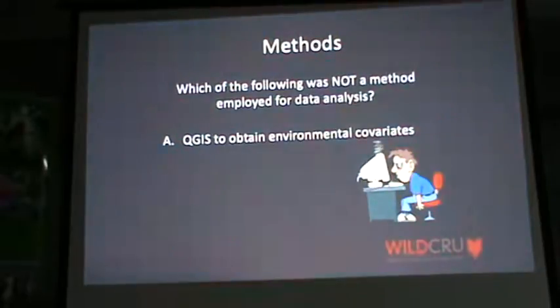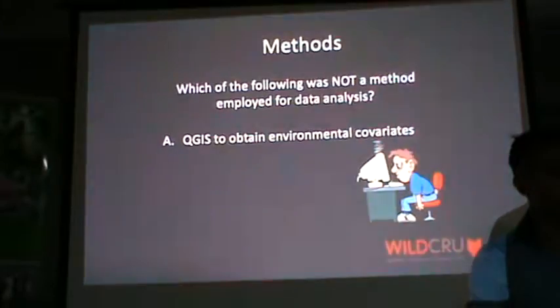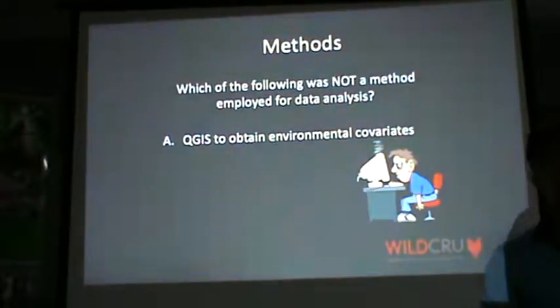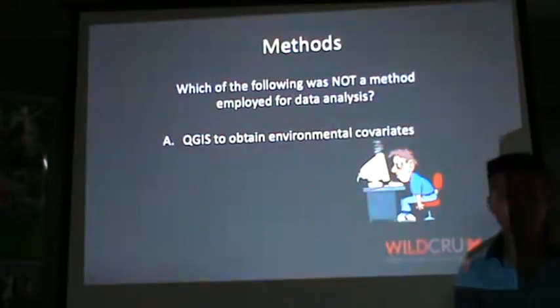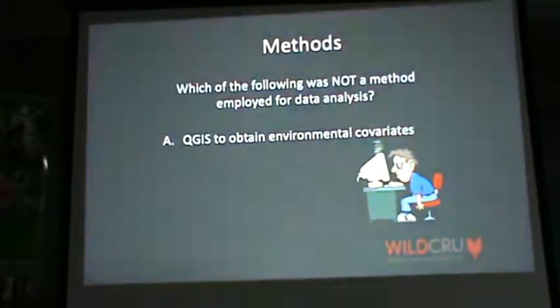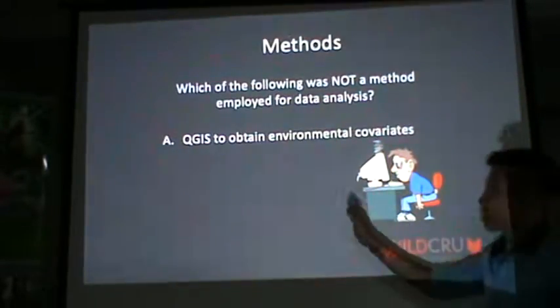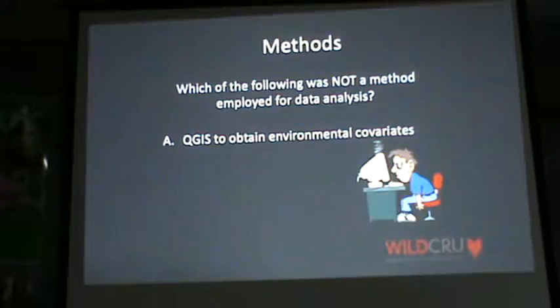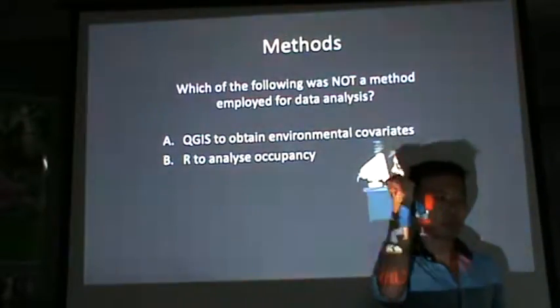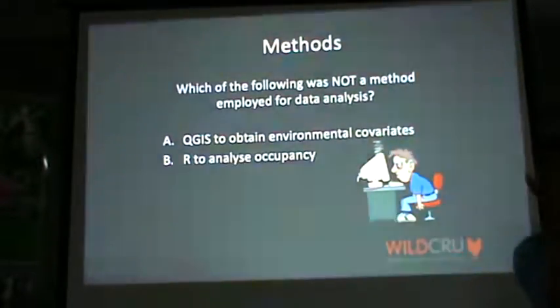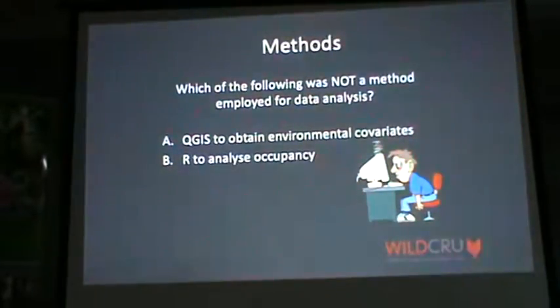So QGIS is a spatial analysis software where we obtain the covariates, meaning that this camera trap is this distance away from the drainage and is at this elevation and it has this amount of forest around it. So QGIS, a spatial analysis software, we want to obtain these environmental covariates. R is the statistical software that we analyze. We look at detection rate and how it's related to the covariates that we obtain from spatial analysis.